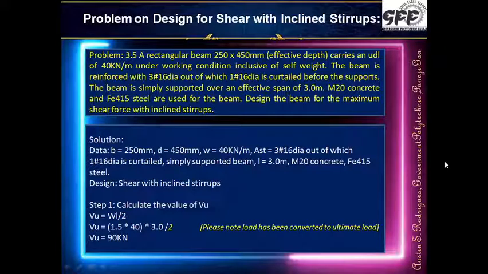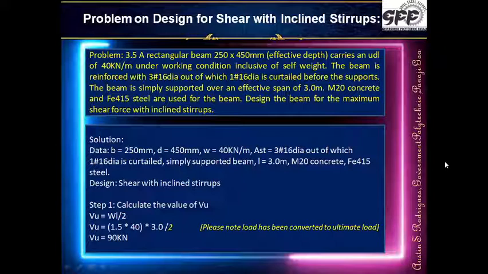M20 concrete and Fe415 steel are used for the beam. Design the beam for maximum shear force with inclined stirrups. Now over here we have been told that the stirrups to be used are inclined stirrups. With the data, we go ahead with the solution like this.